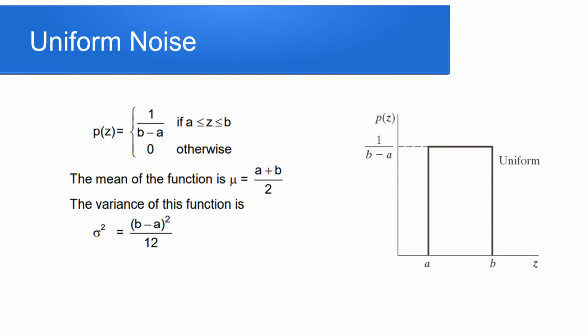Now we will see what uniform noise is. As the name suggests, the noise is uniform over a certain band of gray levels. The PDF of uniform noise is shown here in the figure. It is given by P of z equal to 1 upon b minus a if z is greater than or equal to a and less than or equal to b, and 0 otherwise. The mean of the function is mu equal to a plus b upon 2 and the variance of this function is given by sigma square equal to b minus a the whole square upon 12.